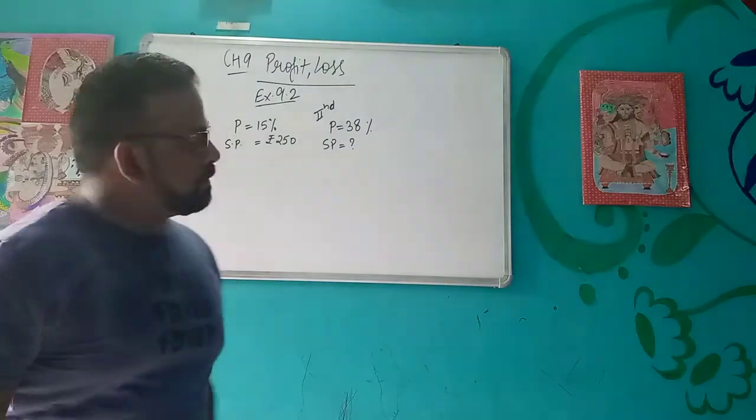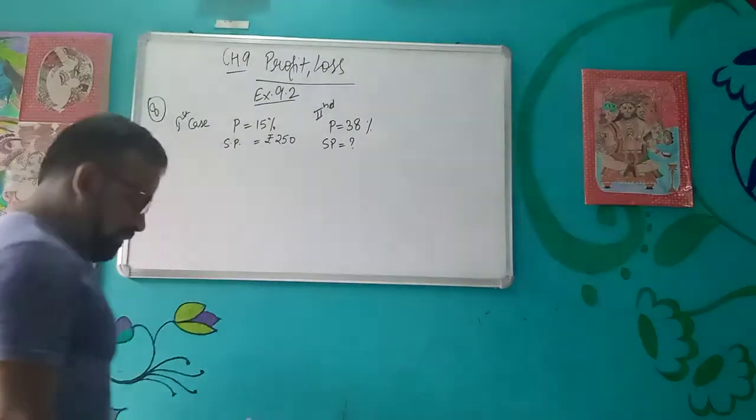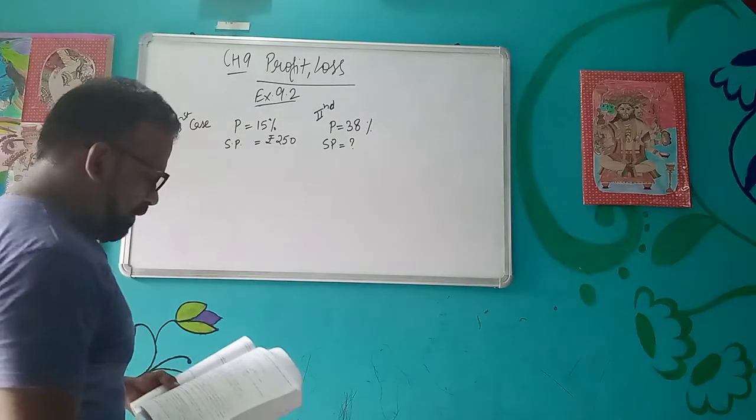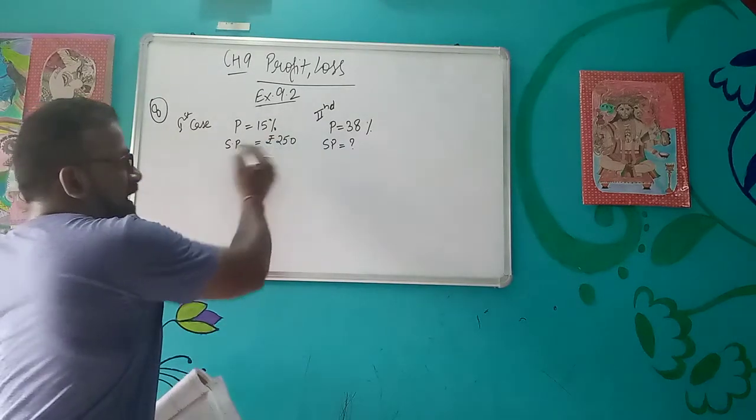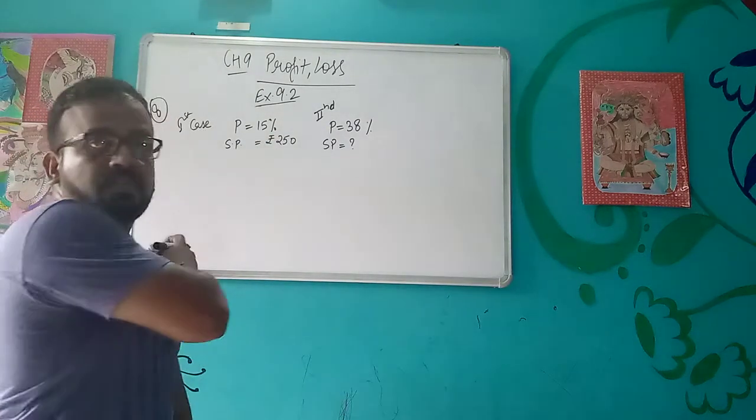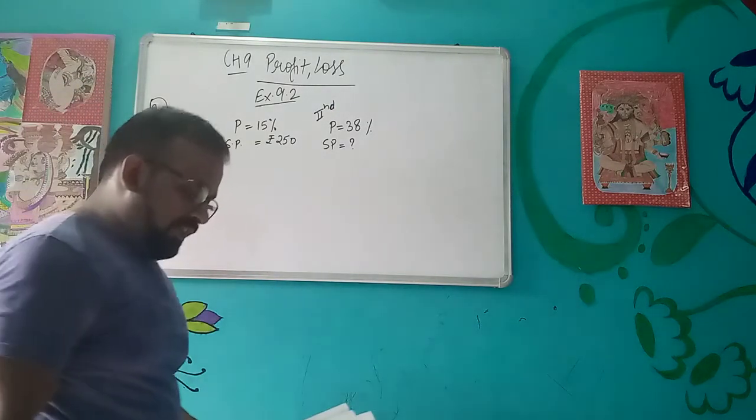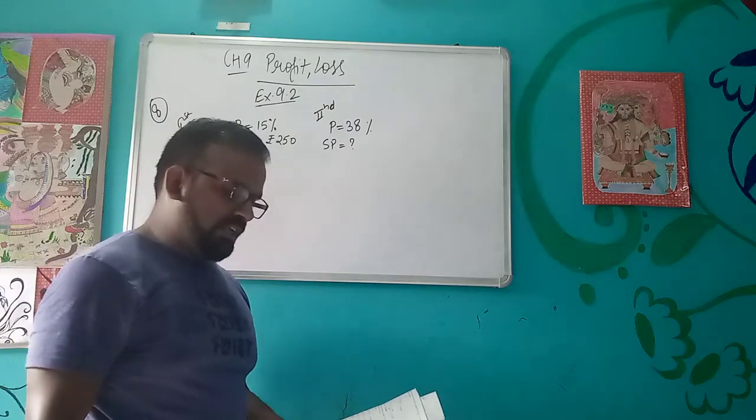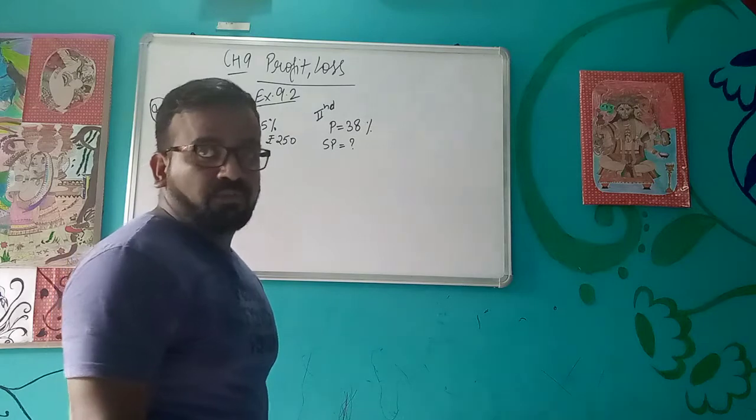Okay, let's discuss one more type. Now in this type of problem, what is given? It is given that a man makes a profit of 15% by selling an article at rupees 250. So profit percent and selling price are given. And now what is asked? At what rate should he sell it? That means we have to again calculate selling price, but this time what is required?